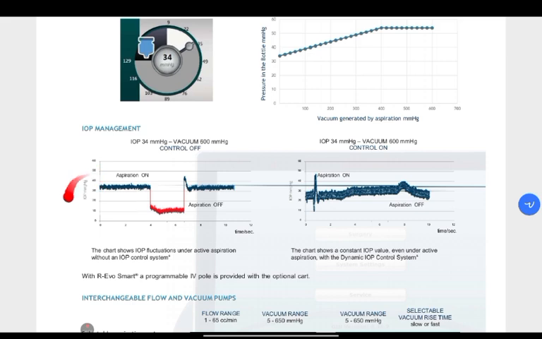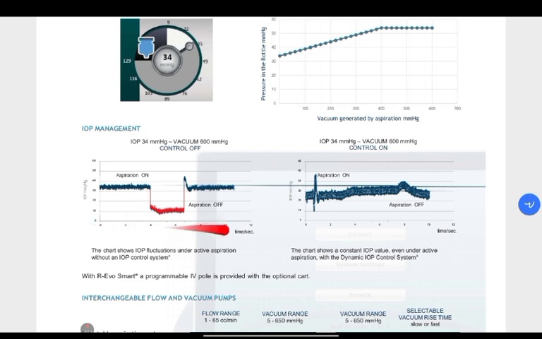In this off control, the IOP in mmHg and time per second graph shows that aspiration is on in this process, and in this process the aspiration is off. So control is off. When control is on, it looks like this: aspiration on and aspiration off. The graph between the IOP in mmHg and time per second.